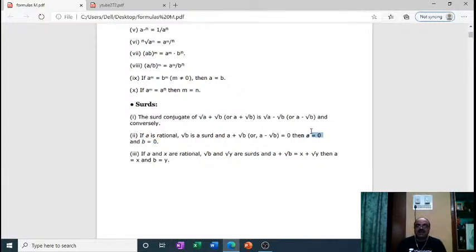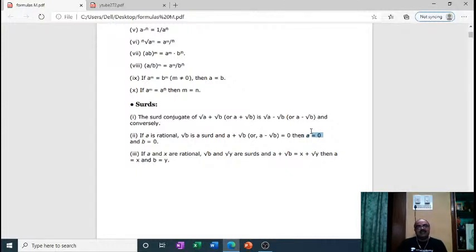A is a rational value and B is a surd. Then A plus root B or A minus root B, if they are equal to 0, that is, if the surd value is equal to 0, then A equal to 0 and B equal to 0. Very important term to be remembered.